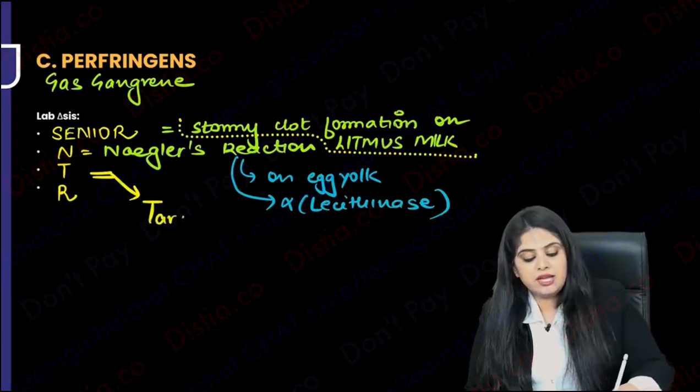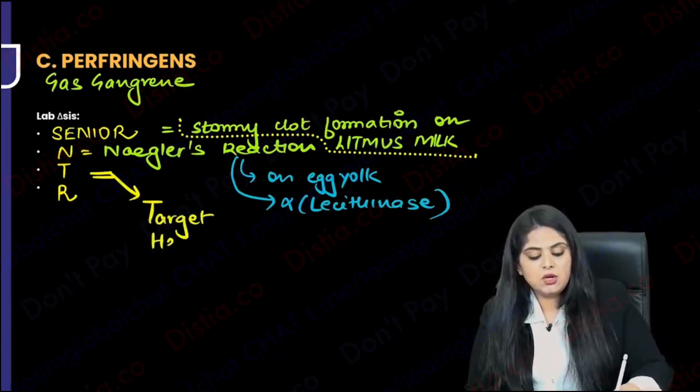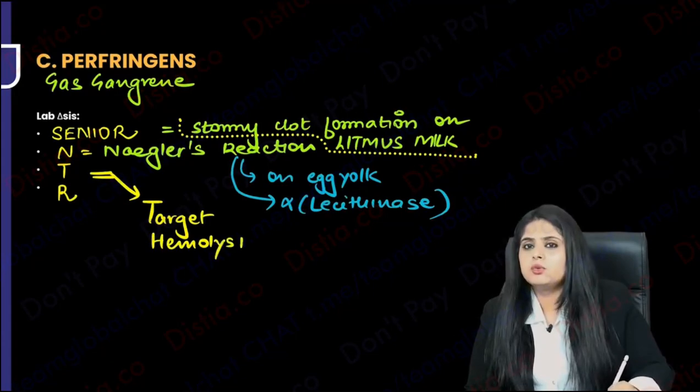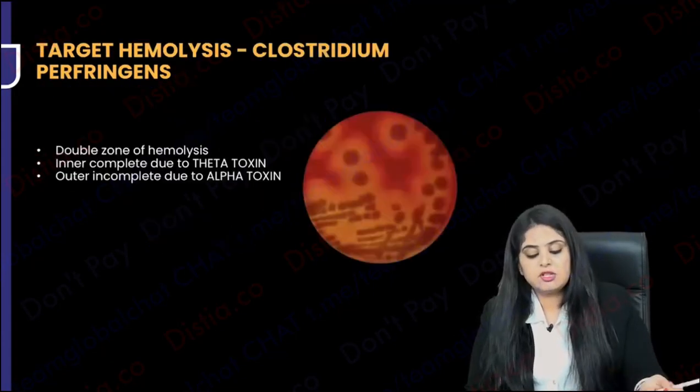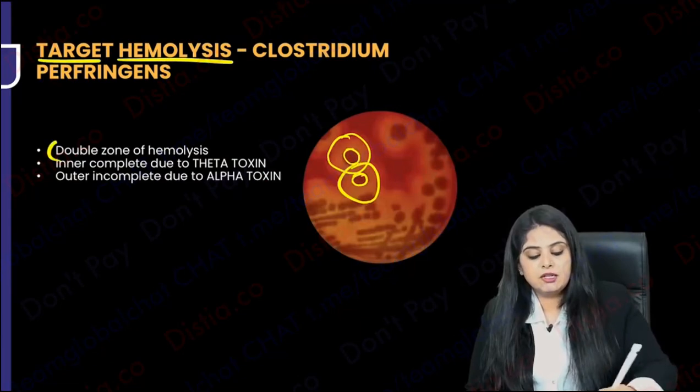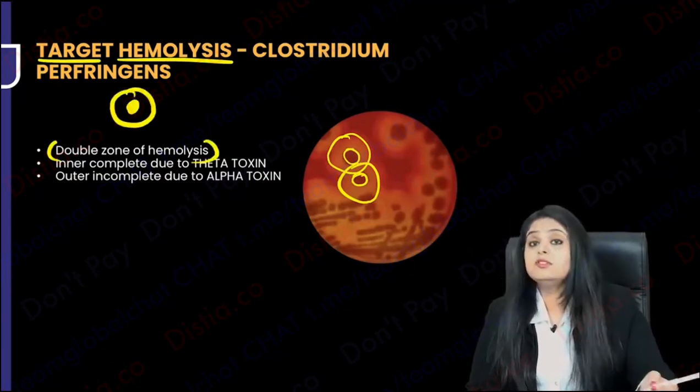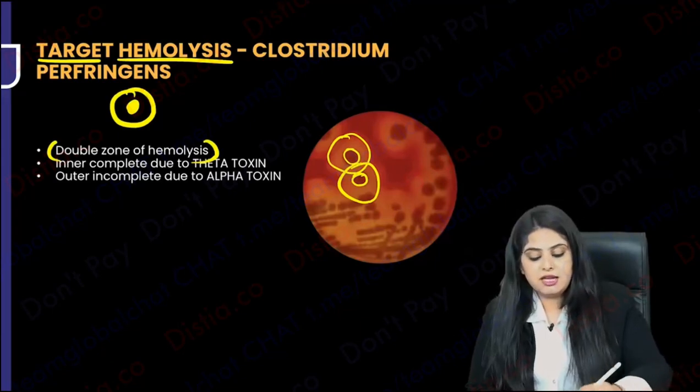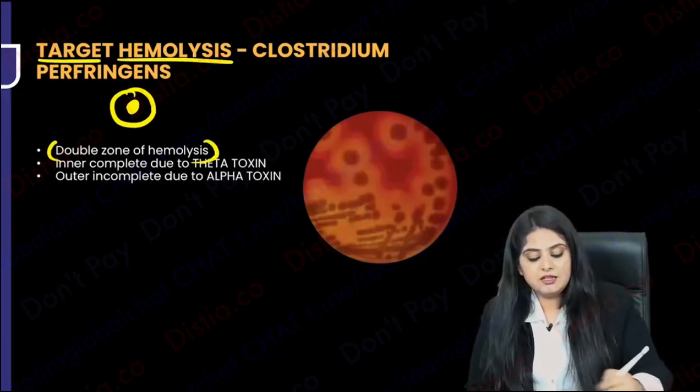There is something known as target. We all know how a dartboard has a target. In the same way, the same picture has been shown over here. It shows you target hemolysis, meaning double zones are going to be there. Some people call it target hemolysis, some people call it double zone hemolysis. I'll repeat it for you. There is an inner part of hemolysis, there is an outer part of hemolysis.